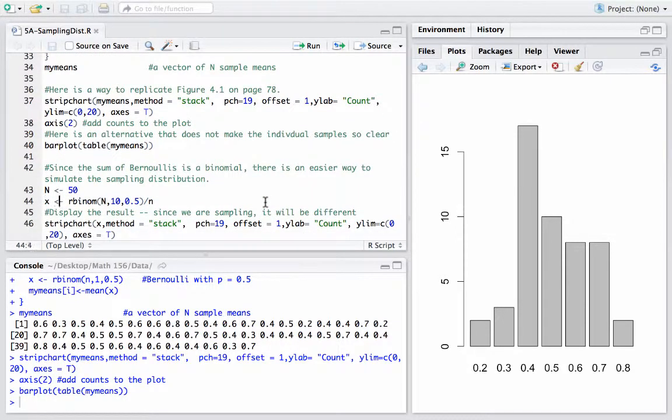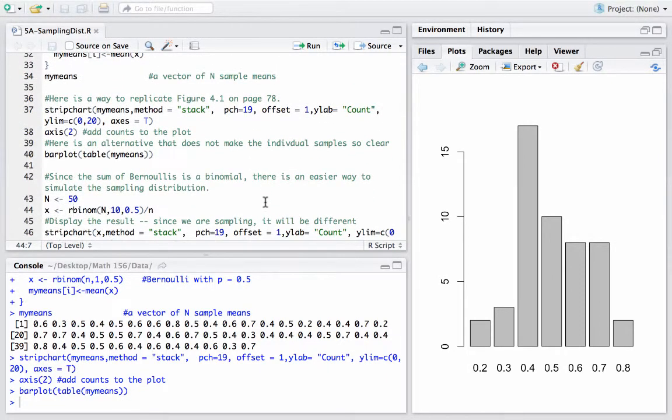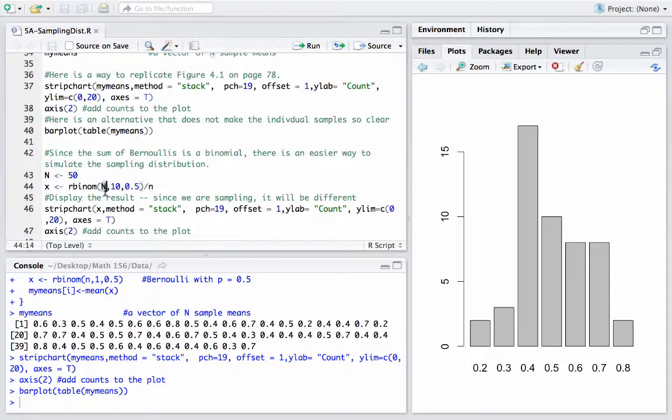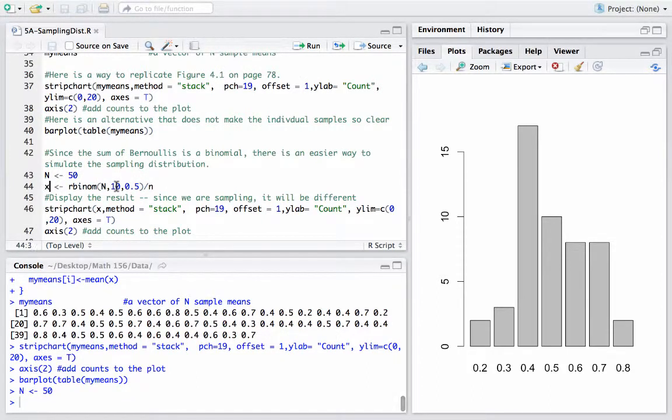Now Paul points out we actually don't need a for loop. This is one of the things that's really nice about R. So instead of saying, hey, give me 10 draws at 1 toss each, we can say, give me 50 draws at 10 tosses each. So let's make n 50 and take a look at the result of just this code.